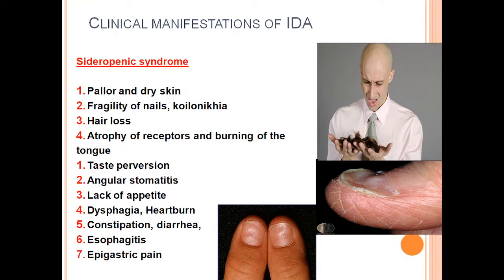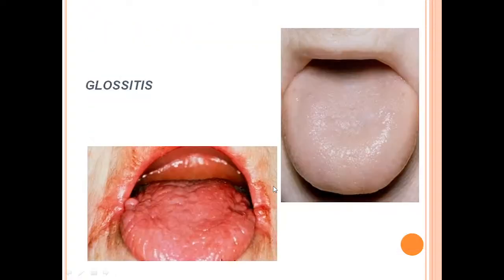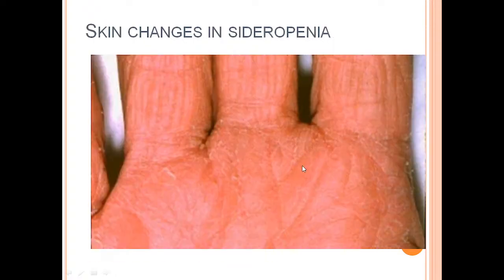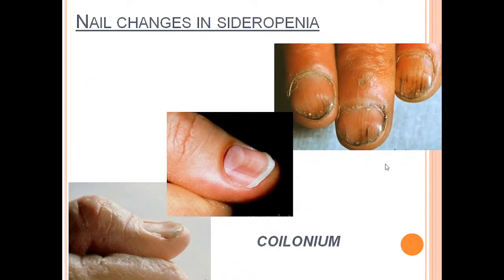Esophagitis and epigastric pain. You see these changes in sideropenia, it's very dry. What about glossitis? You see these changes. This is glossitis in anemia. Koilonychia changes with the nails.